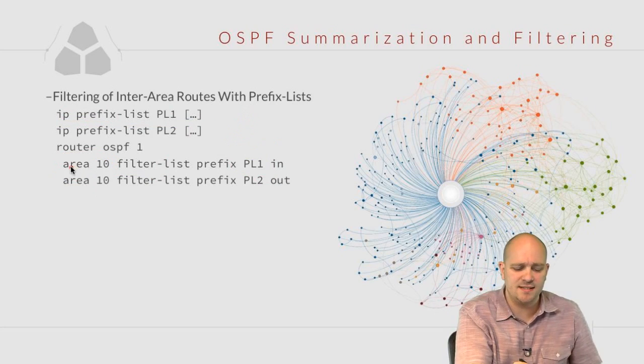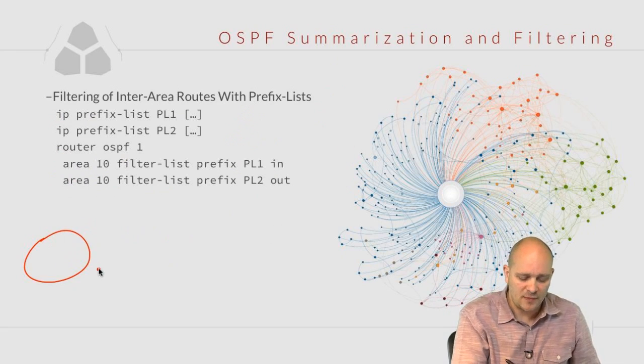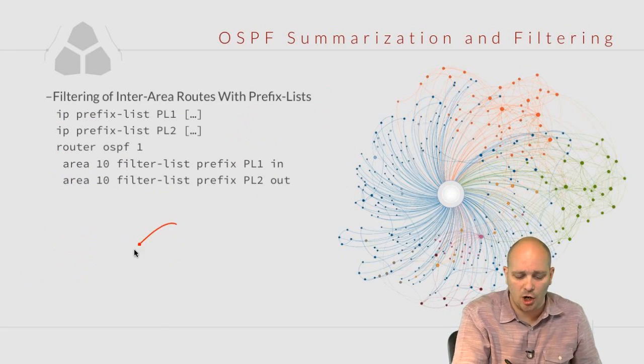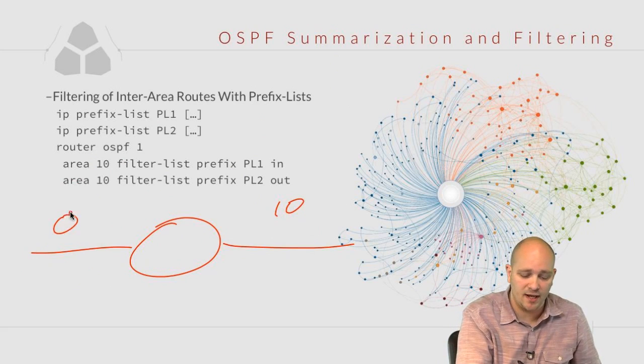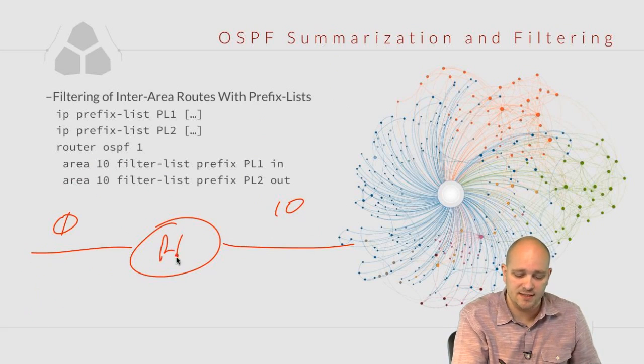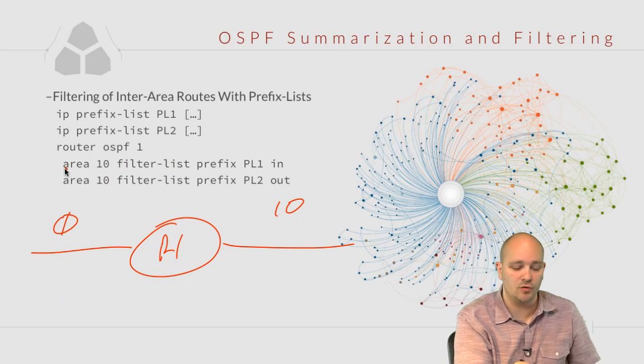So let's analyze this configuration here. Let's say that I had this configured on the router that is an ABR between, let's say, area 10 and area 0 here. So let's say that this is our R1. Now, here I have two configuration lines.